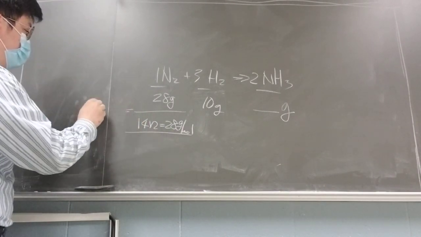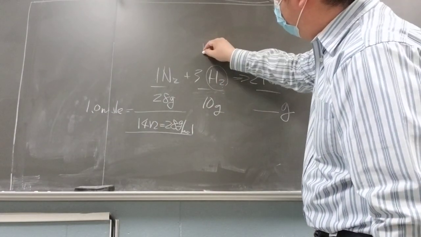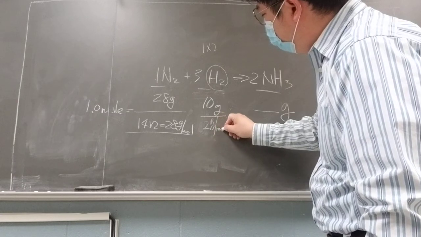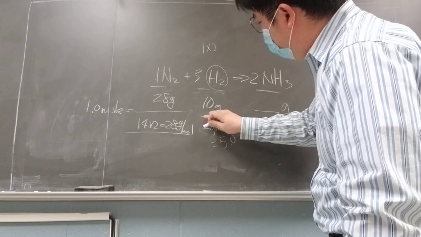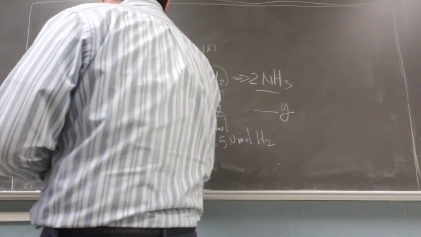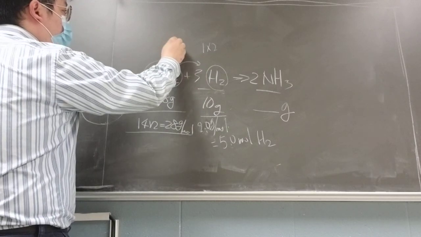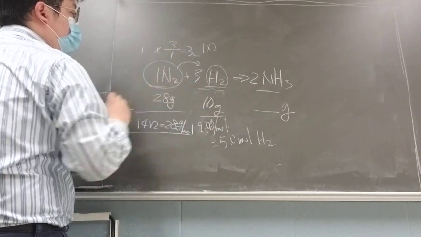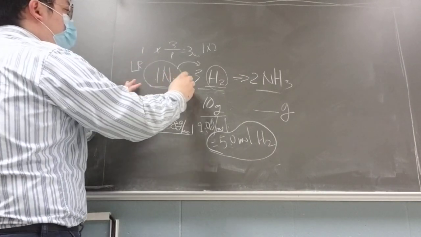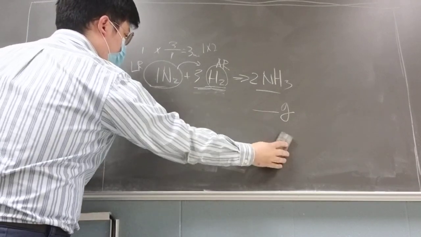So this would be a very good number in moles: 1 mole. Now we have another diatomic molecule, hydrogen, 1 times 2, because each gas molecule has 2. If you divide 10 grams by 2 grams per mole, that'll be 5.0 moles of H2. Let's compare, either way is fine. I'll start with this one. If you have 1 mole of nitrogen gas, you need 3 moles of hydrogen gas, but you have 5. Meaning hydrogen is in excess, and nitrogen is our limiting reagent. So now we know which one is our limiting reagent, and we'll stick to this one.